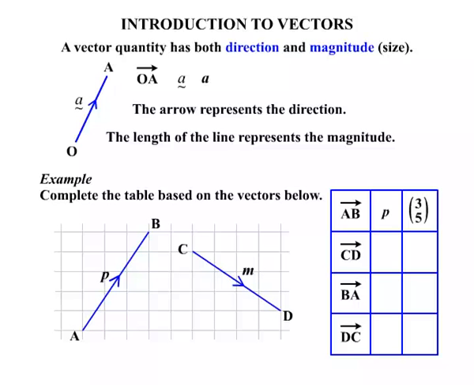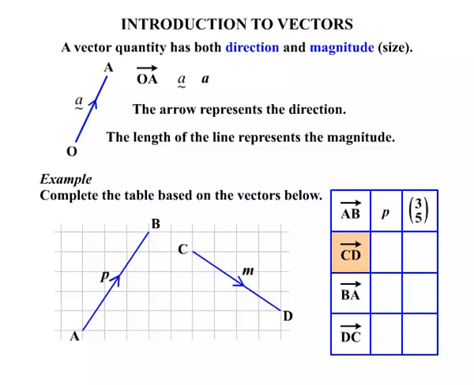We need to complete the table based on the vectors below. Now the first row is complete. We have vector AB, which is denoted by p, (3, 5). What does that mean? That means we go across 3 and up 5. So that's three ways of denoting that particular vector.